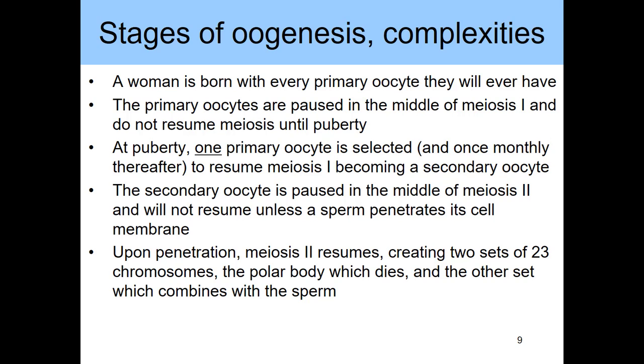The secondary oocyte is paused during meiosis 2, and it will not complete that process unless a sperm penetrates the cell membrane of the egg and then fertilization occurs. Upon penetration, meiosis 2 will resume and complete, producing 2 sets of 23 chromosomes in the egg. 23 of those chromosomes are going to combine with the sperm, forming the zygote, and the other 23, of course, become the polar body that dies.